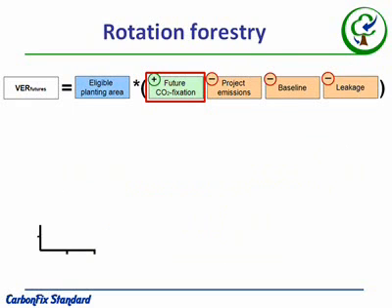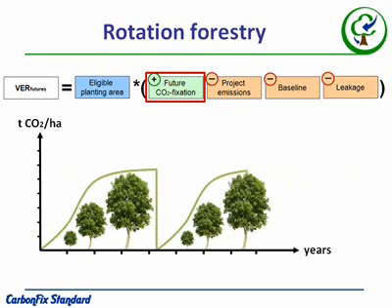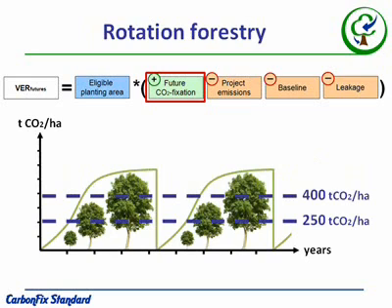In the case of rotation forestry, your future CO2 fixation is determined by the mean amount of CO2 stored within the first rotation period. Hereby, your future CO2 fixation is normally somewhere between 250 to 400 tons of CO2 per hectare.